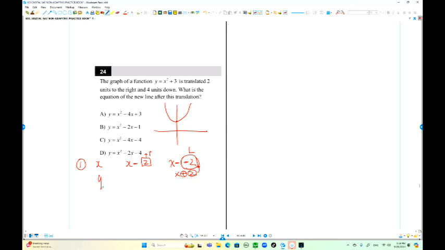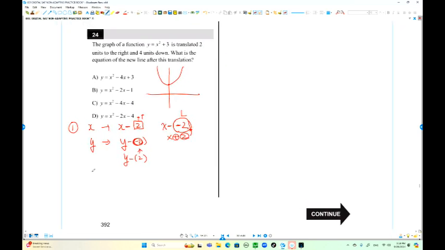4 units down. 4 units down is what? Replace y with y minus 2, right? Down is negative 2. This is a negative, move down. This is a positive, move up. But usually we use a line like this one.